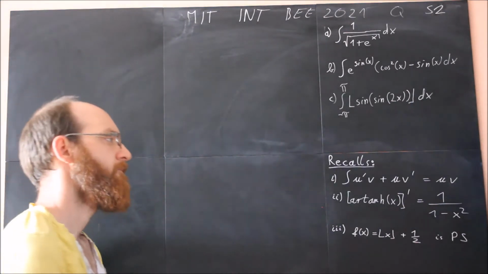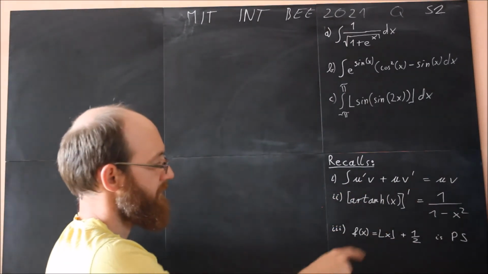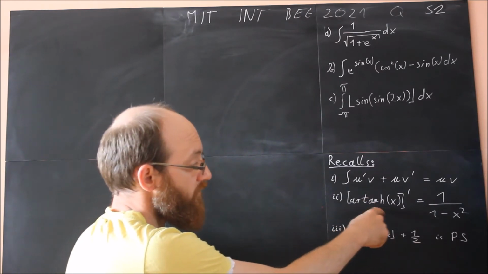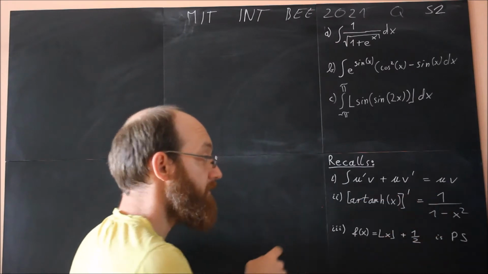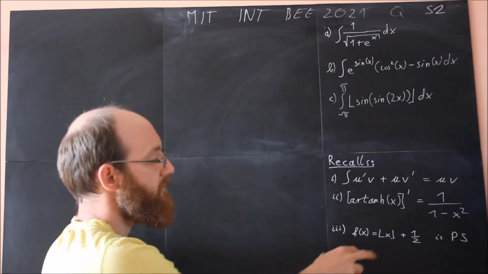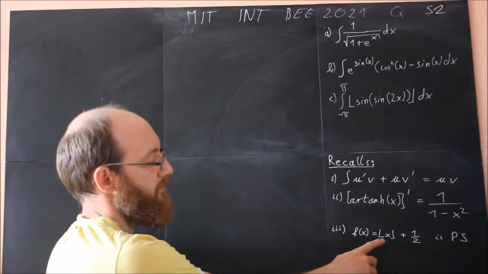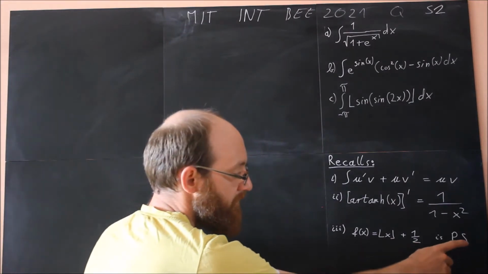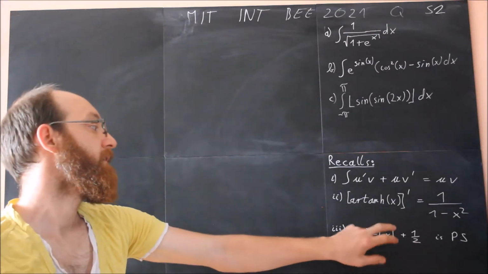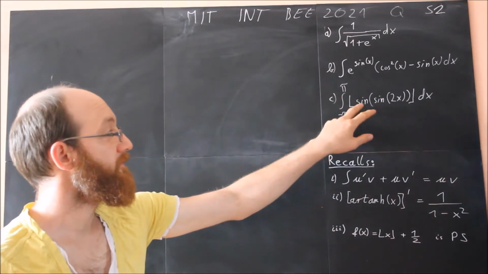We will not prove them, but we will use them, like the product rule. And the derivative of the inverse hyperbolic tangent is 1 over 1 minus x squared. And then the property of the floor function, it's easy to see on the graph of that. Floor of x plus 1/2 is point symmetric to the origin, so you can think about that. We will use the property 3 obviously for C.